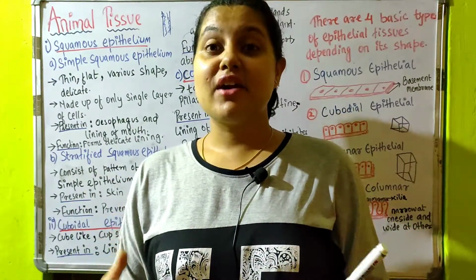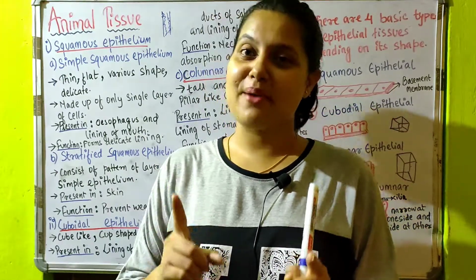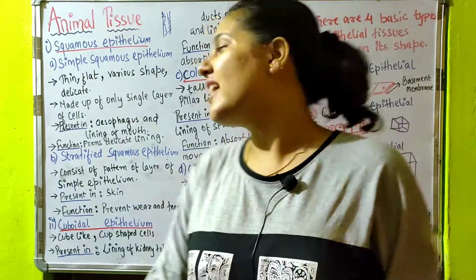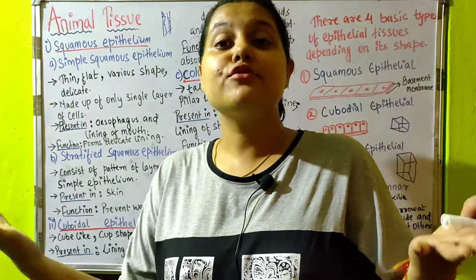That is the reason why our skin is made up of multiple layers of simple squamous epithelium. You got that? Function: it prevents wear and tear. It is obvious that it prevents wear and tear.